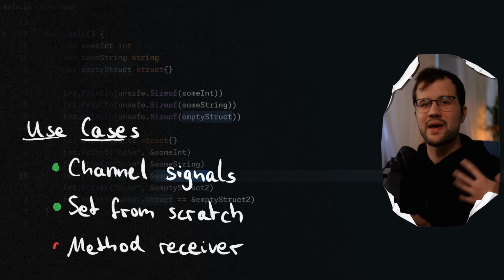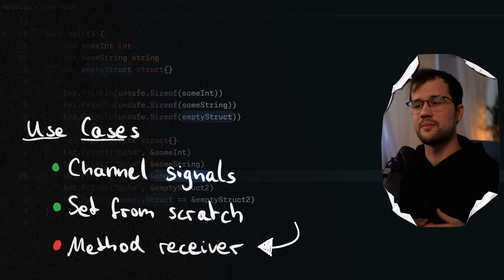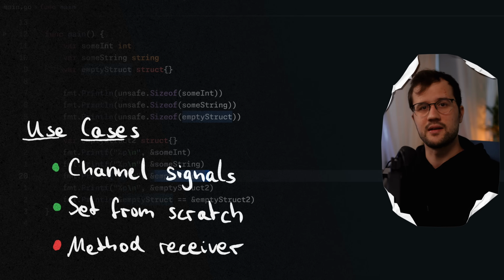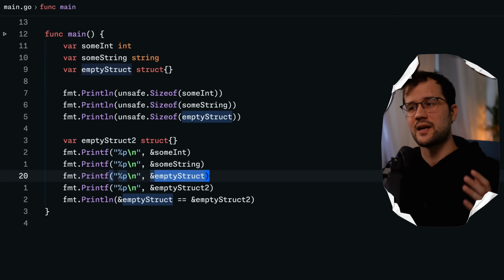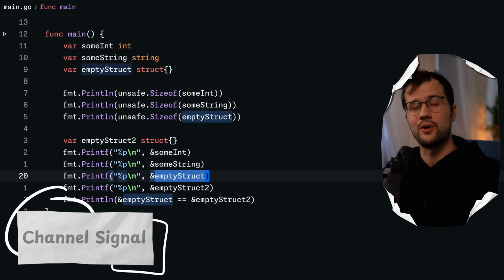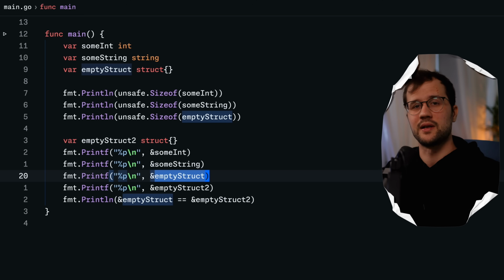In this case, the method receiver really means that we want to implement methods, but we do not really need to store any data in the implementation. And in this case, we can just use an empty struct. But let's take a look at the channel signal first, and then we are also going to check out what it really means to implement a set in Go.